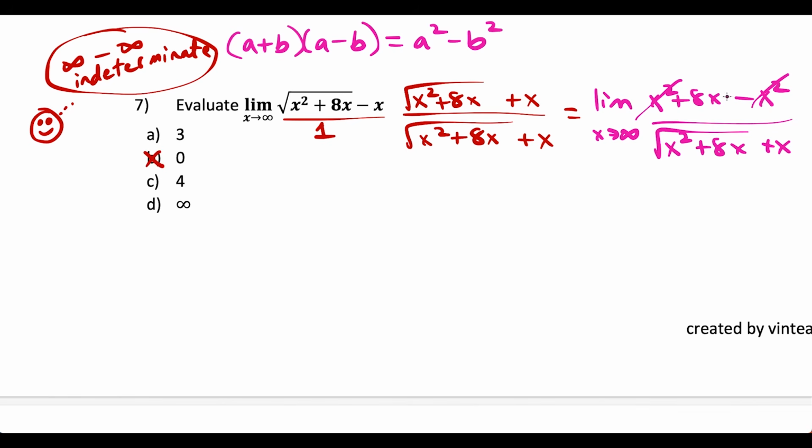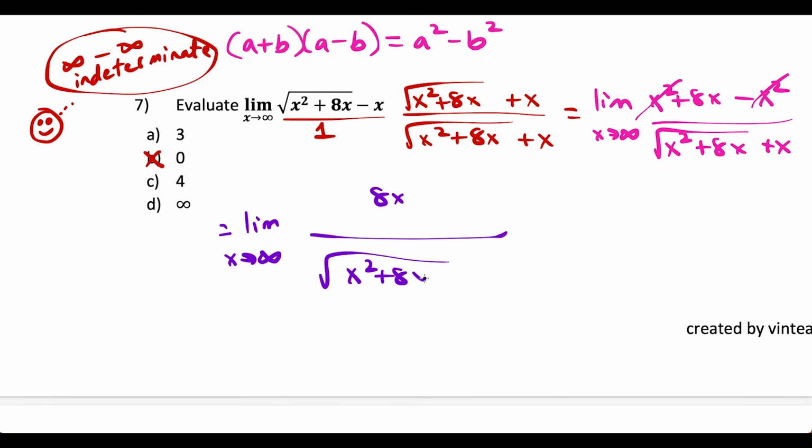Now right away, I see that the x squared minus x squared is going to cancel, but then that brings us to this step. So we get over here, and this is the limit as x approaches infinity, and I'm going to leave some space here. We're going to have an 8x on top, and on bottom, we're going to have the square root of x squared plus 8x, and then plus x like this. So now looking at this, the challenge becomes like, wait, how did this simplify things?